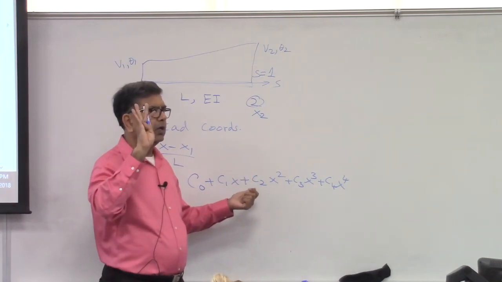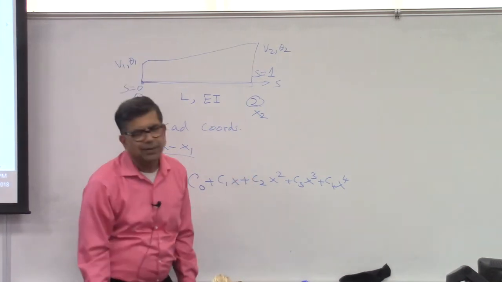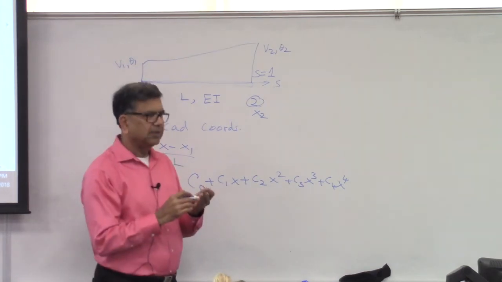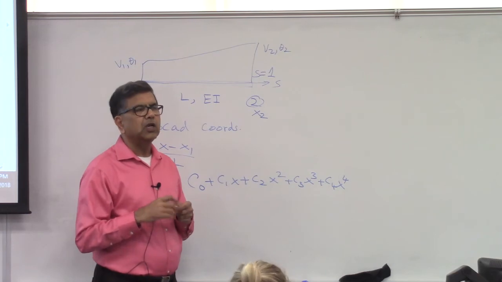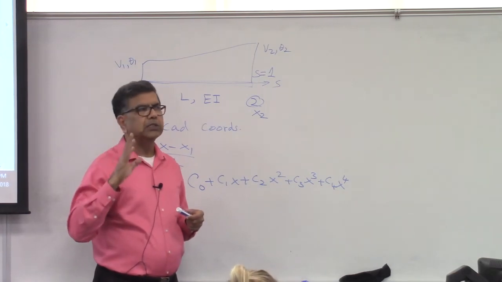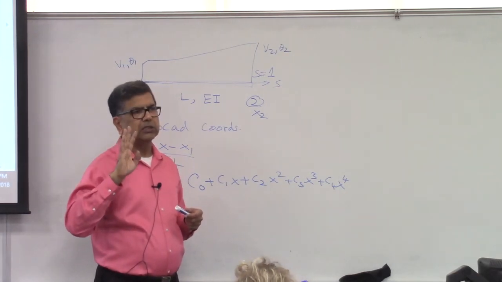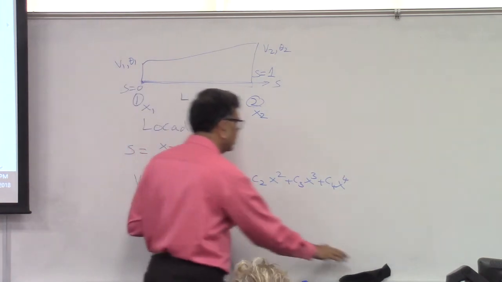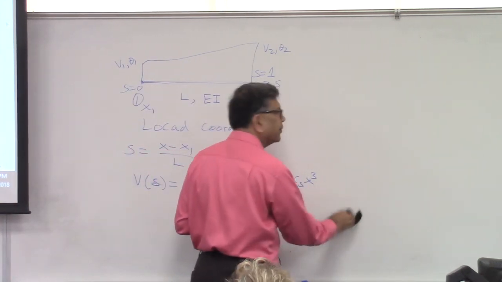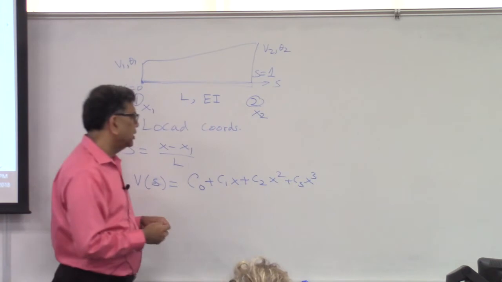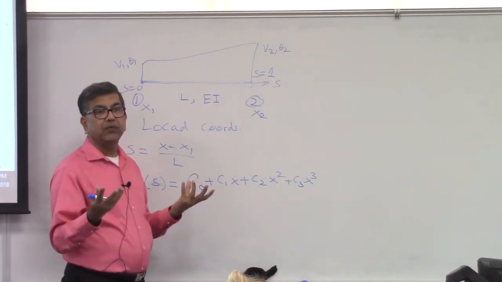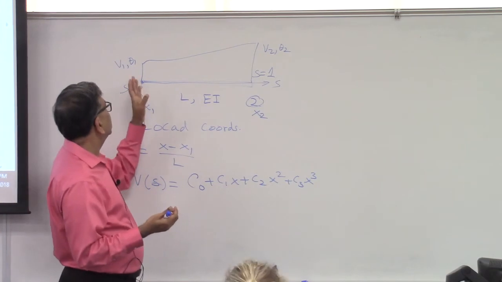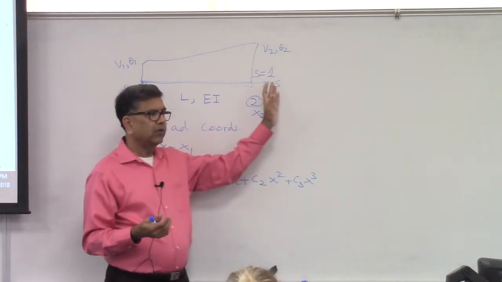You said 4. Yeah, I read it in the book. I thought you knew it. Anyone. It's not the fourth order, okay? It's a polynomial with 4 constants. So in this case, a third order polynomial. The reason we want only 4 constants is we have only 4 pieces of information. I know the deflection and slope here. I know the deflection and slope here.